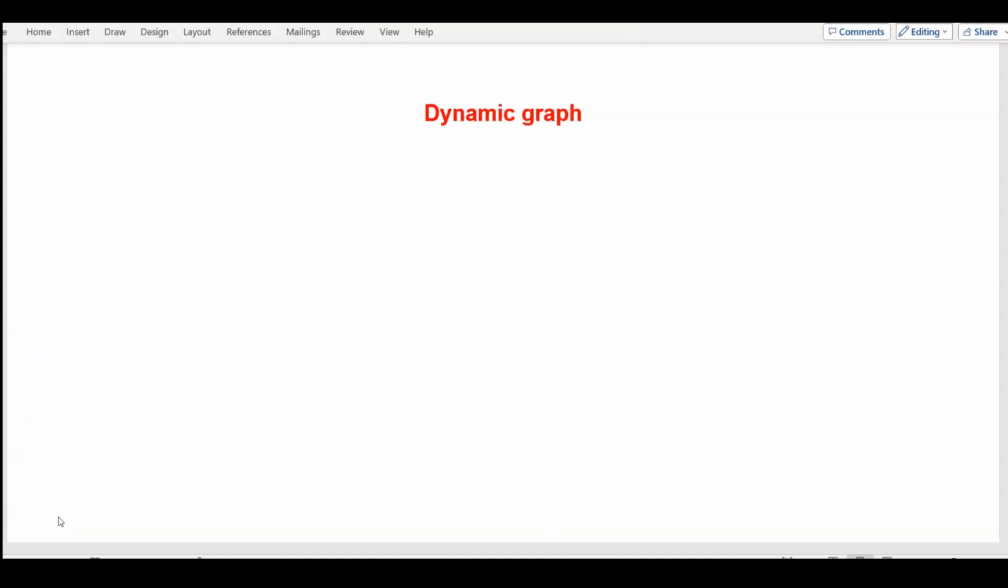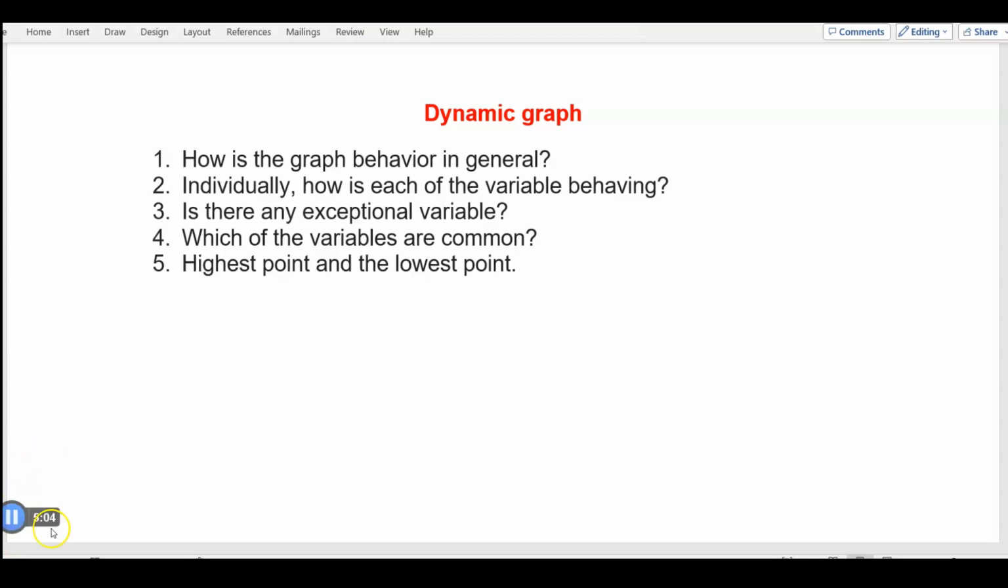When you are dealing with a dynamic graph, remember that I stated that you have to check the trend of the variables. In a dynamic graph you actually deal with the trends of the variables, you describe those, and then you compare the variables. To do this, there is a set of questions that you can ask and answer to help you get the main features that you need. All right, so when you are looking for main features of a dynamic graph, ask yourself these kinds of questions.